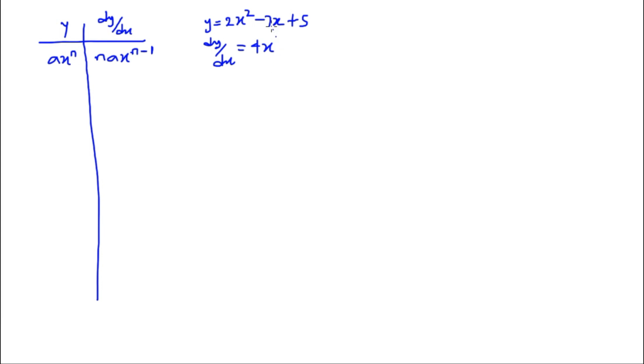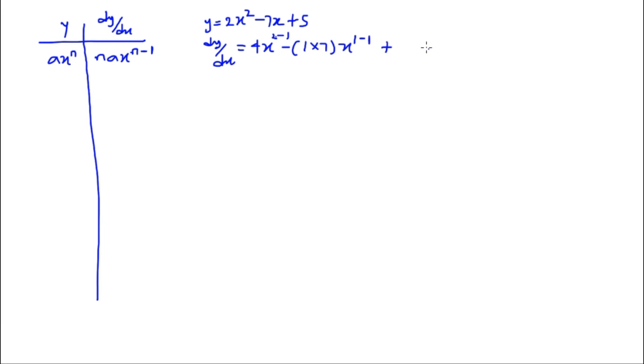Then for minus 7x, I should have something of this nature: minus 1 times 7, then x raised to power, the initial power is 1, so I need to subtract 1 from the old power. So this is supposed to be 1 minus 1 right here.